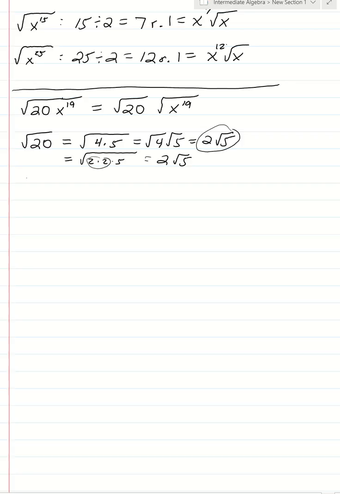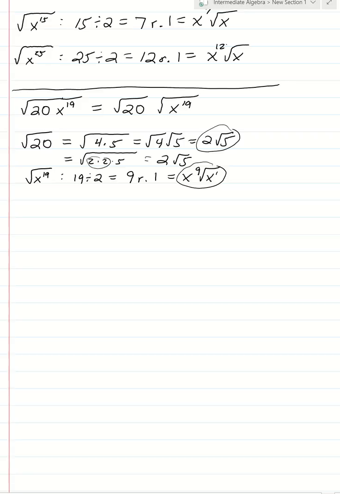Now, once again, remember we have to take the square root of x to the 19th. So 19 gets divided by the root index of 2. 19 divided by 2 goes 9 times, remainder 1. So now we're going to have an x to the 9th and a leftover x to the 1st, and that would be your simplified radical.